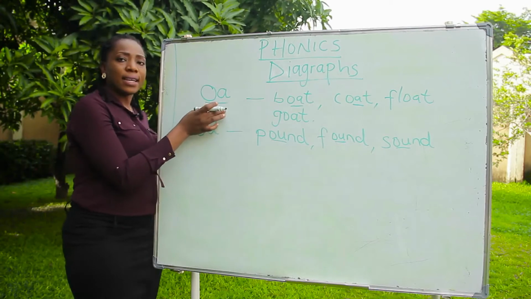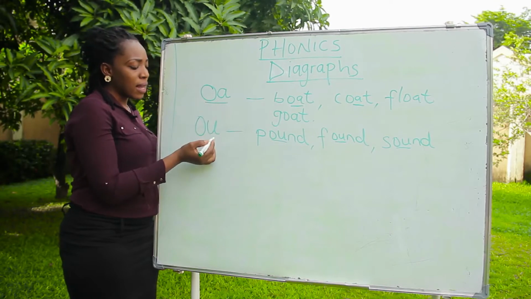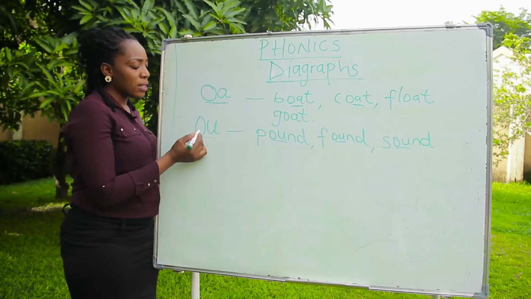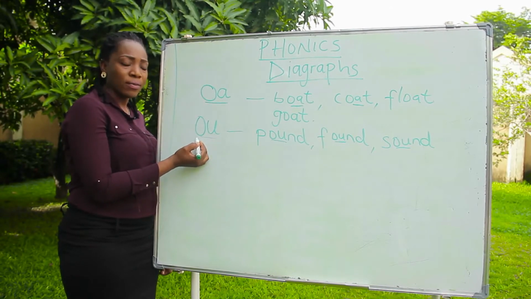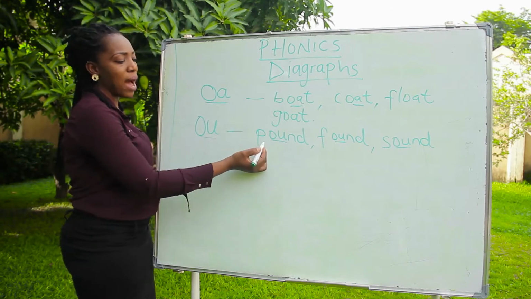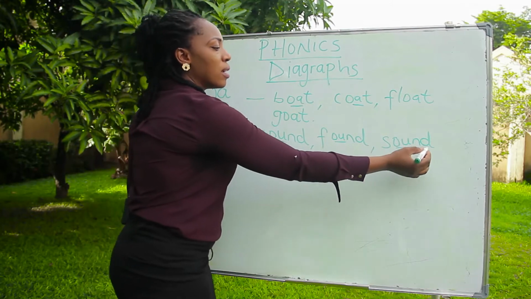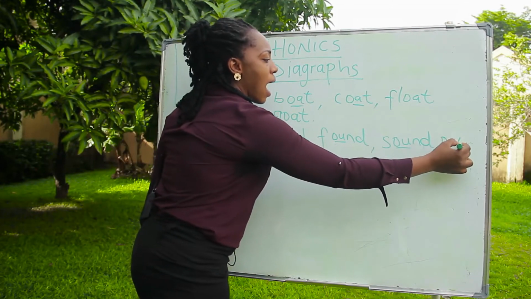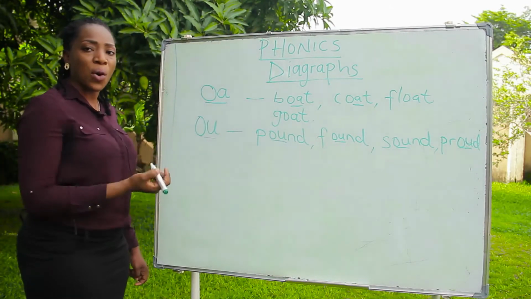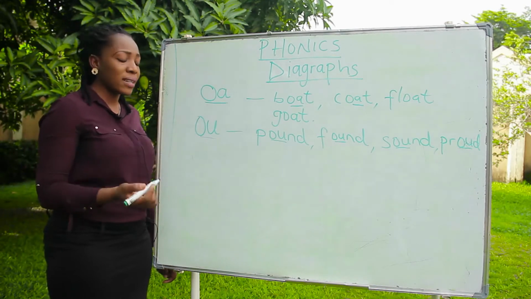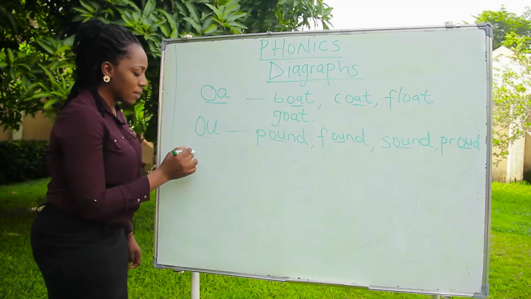Now let's run it through. This first one is oa. This is ow. When you say o and u together, you pronounce it as ow, as in pound, found, sound, proud, and so on. You can think of all the words that have this sound.